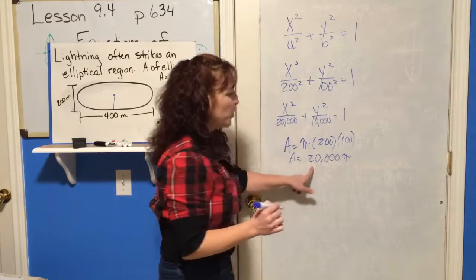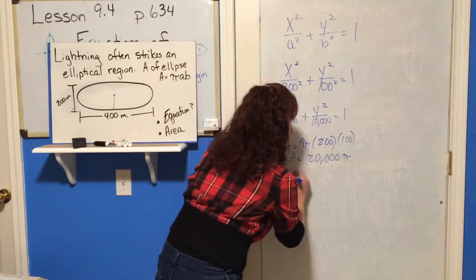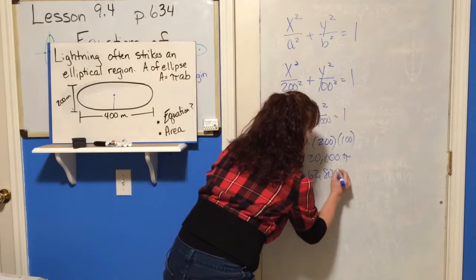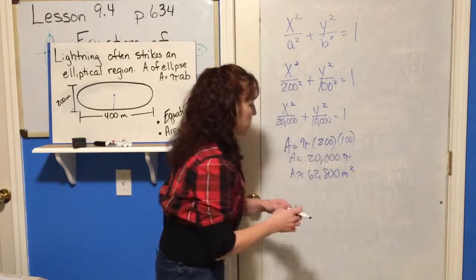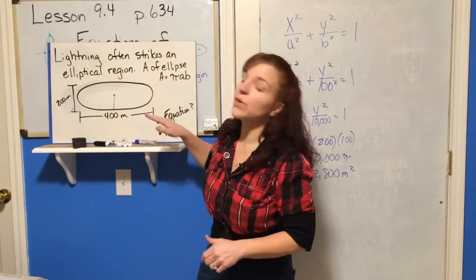And if you put in pi into your handy dandy little calculator, 20,000 times pi. The area is roughly equal to 62,800 meters squared. So if you are in that area when that lightning strikes, you're in bad shape.